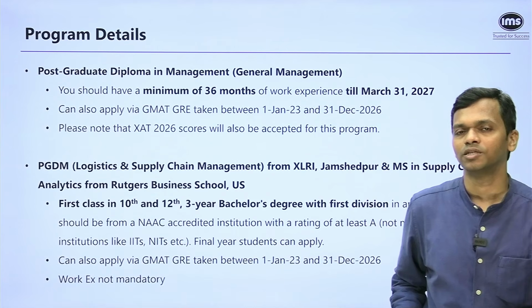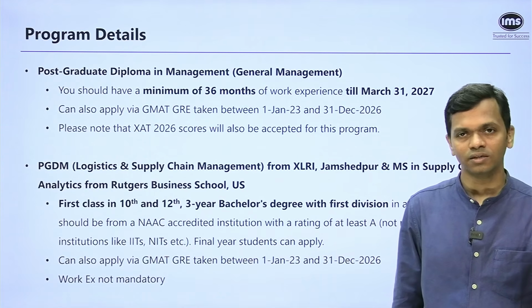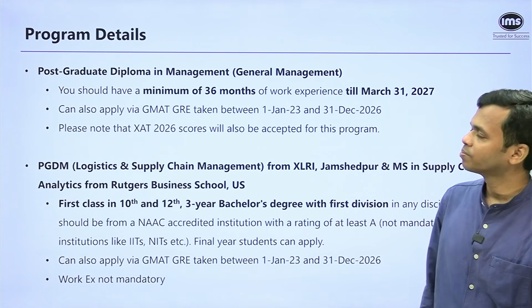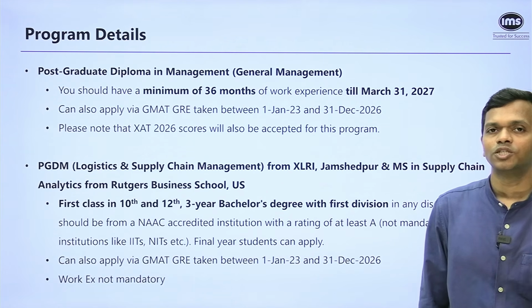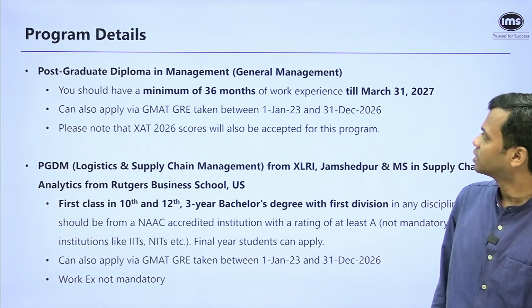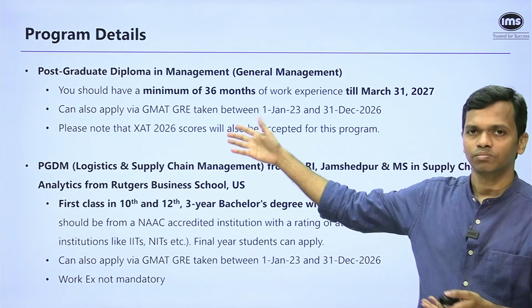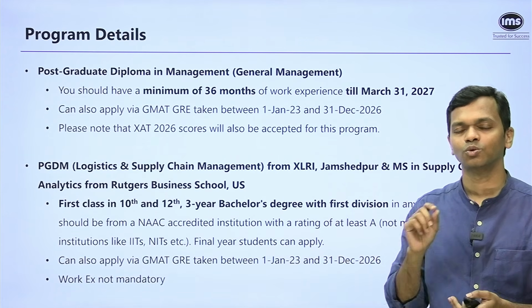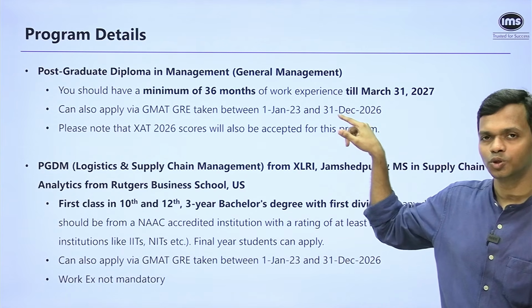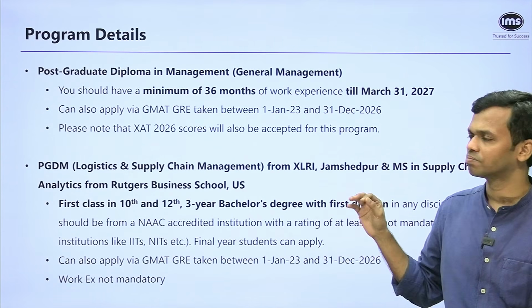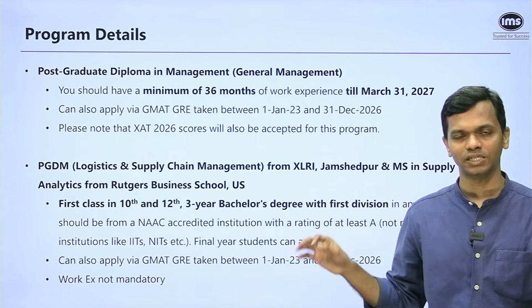So firstly, the general management. The GM program earlier used to have 5-year eligibility, then they brought it down to 3 years, making it more accessible. So you need minimum 36 months of work experience till March 31st, 27. You can also apply via GMAT or GRE taken between 1st Jan 23 and 31st December 26. The important thing is, as you can see, you can also apply via XAT score. So those of you who have more than 3 years of experience as on March 31st, you should definitely apply to this program as well. It's a very good program that they have been running for a very, very long time. So I would suggest that for 200 rupees, it is definitely worth a shot.